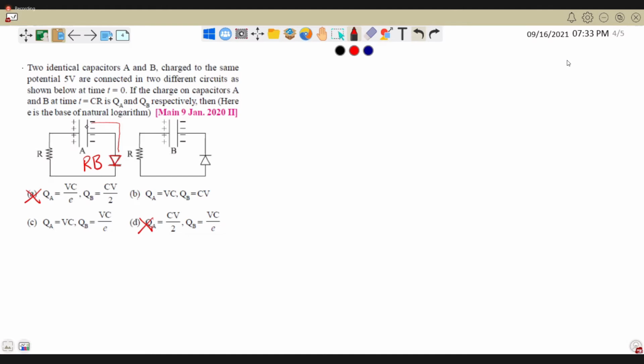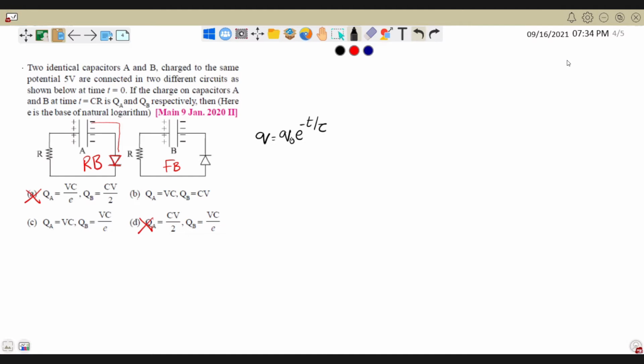Now, if you take B, your negative is connected to the negative, and positive is connected to the positive. So this is in your forward bias case, correct? Now, if it is in forward bias case, it gets discharged, right? Charge coming out. Now, this is your Q, Q naught e power minus t by tau.